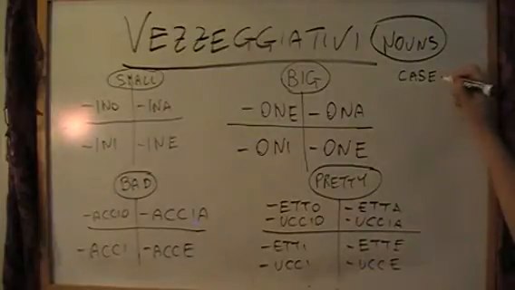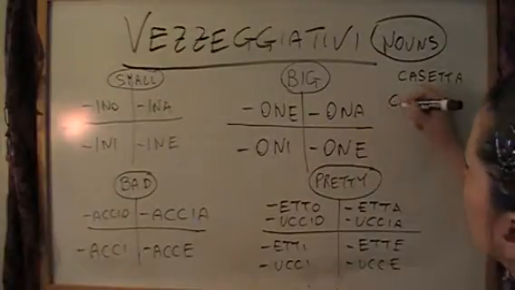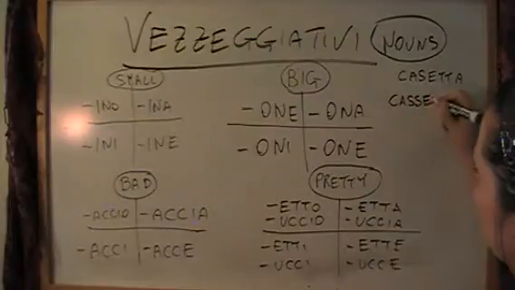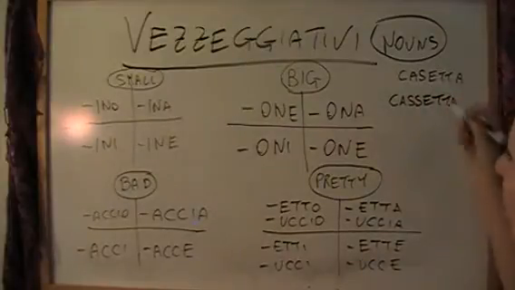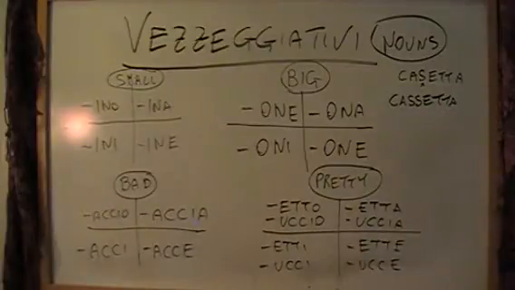Pretty, casetta. In fact, in many fairy tales you find written casetta, and it is different from cassetta, because cassetta with double S means a box, a small box. Instead, casetta with one S is a pretty house.